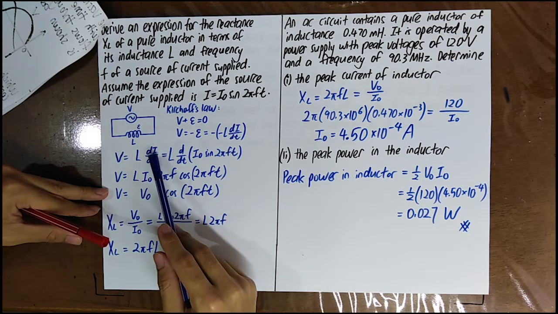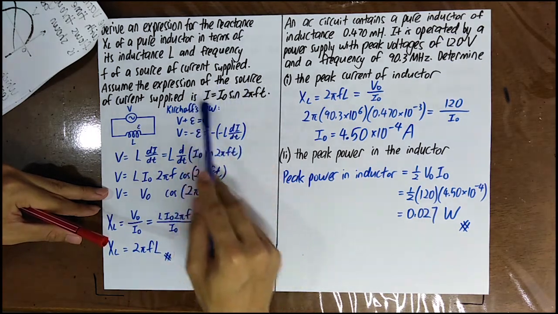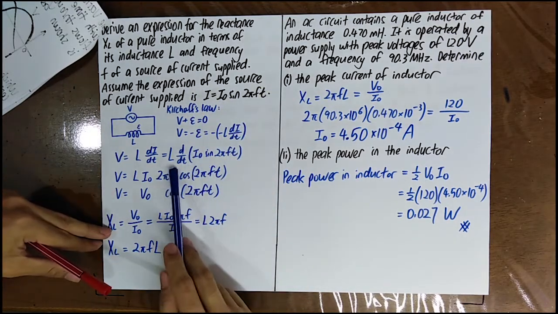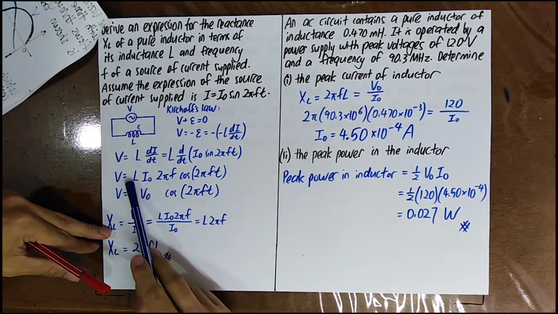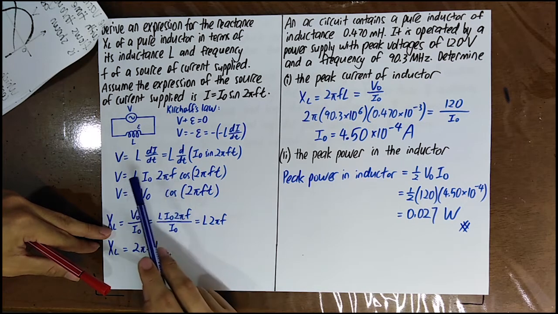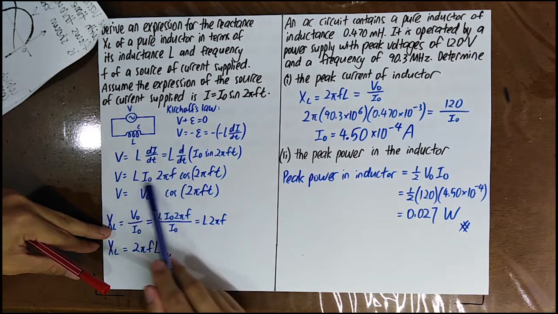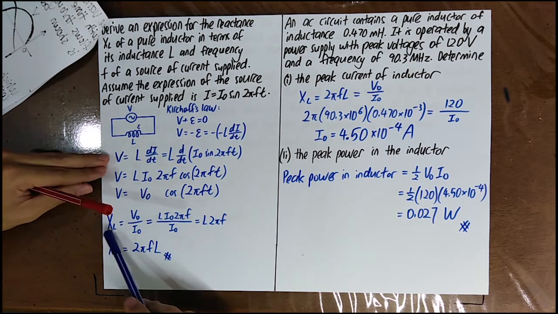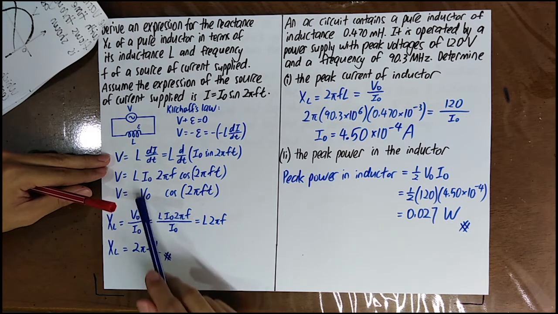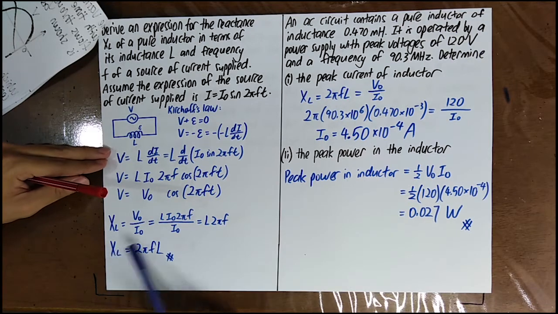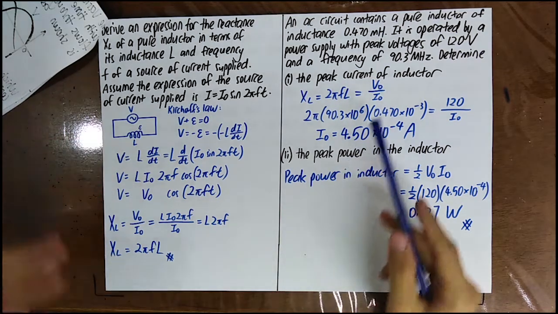Then what is the formula for the I, please? It's given in the question. You substitute it inside. Then all these things is a constant. L is a constant, I0 is a constant, 2 pi is a constant, F is also a constant. Therefore, this whole thing is your V0. XL equal to V0 over I0. You substitute V0 equal to this one inside. Then you can know XL equal to 2 pi FL.